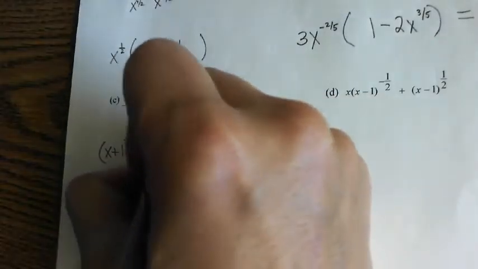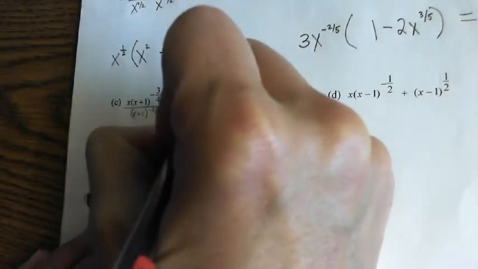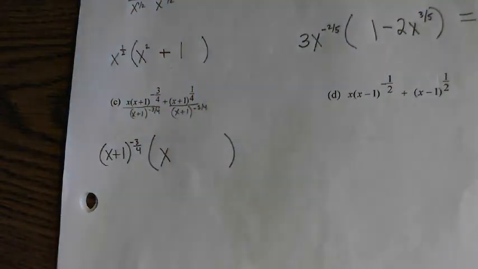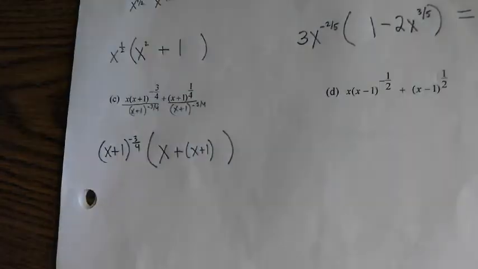Just the x. And on the second term, I'm going to line up x plus 1 to the negative 3/4 power. When I divide common bases, I keep the same base, so I'm going to keep that x plus 1 in parentheses. What's the new power?